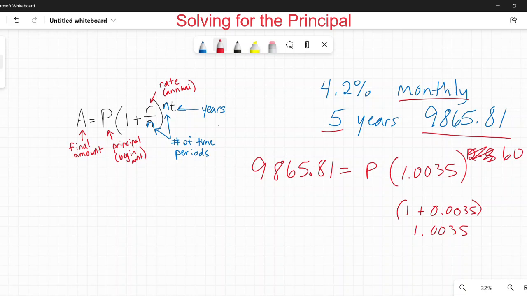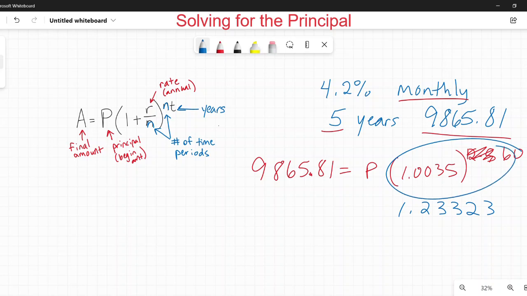So I'm going to use my calculator and say put that to the power of 60. And that gives me 1.23323. I'm keeping it very long, I know. So that is all of this condensed. I combined the rate divided by 12 with 1, and then put it to the power of 60, and this is what I got. So all that times the principal is equal to 9865.81. Even though there's lengthy decimals here, this is still a pretty standard algebra problem.